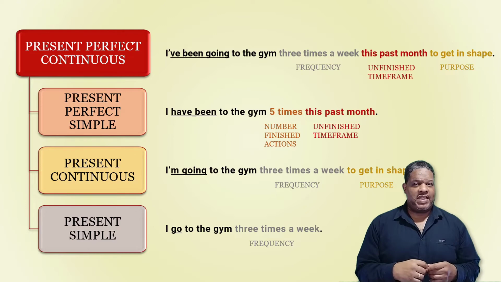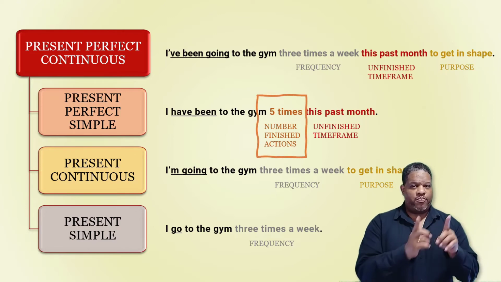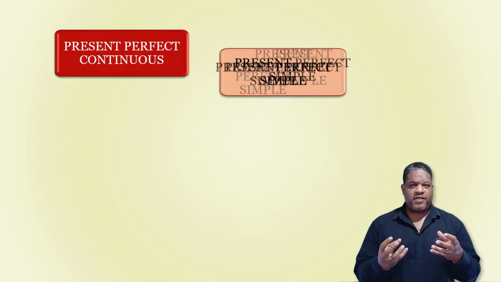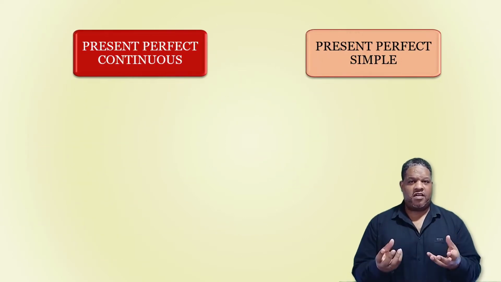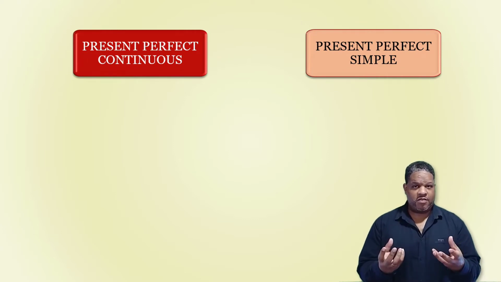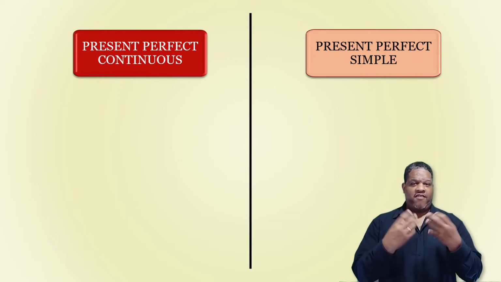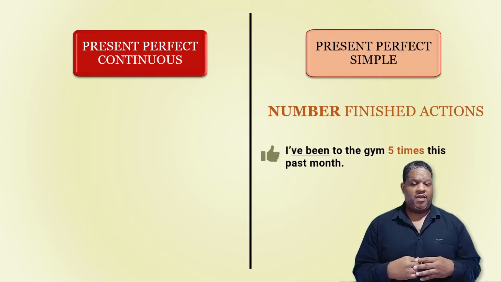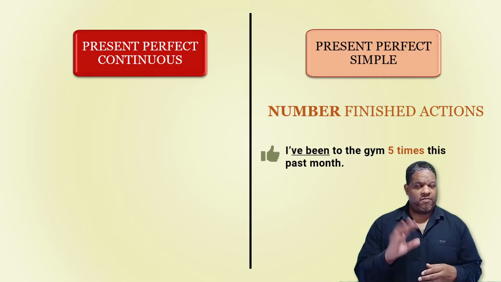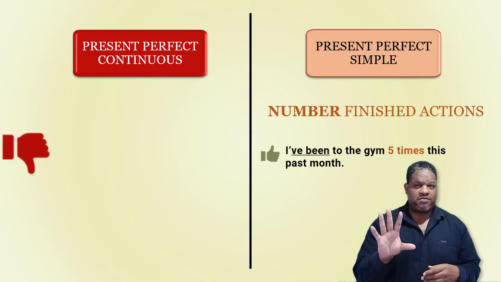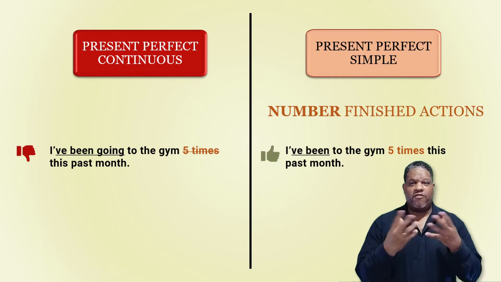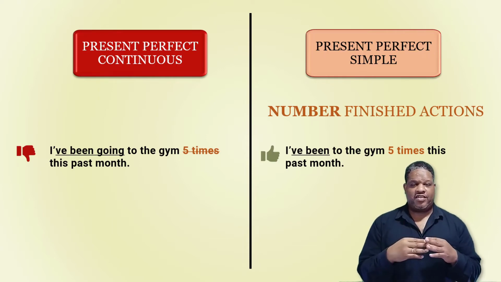What you notice that we didn't keep was the number. That is the difference between the perfect simple and the perfect continuous. With a perfect simple, we can express the full quantity in specific terms. I've been to the gym 5 times this month. I can't say I've been going to the gym 5 times this month, because 5 times, these are 5 finished things. 1, 2, 3, 4, 5 finished actions.